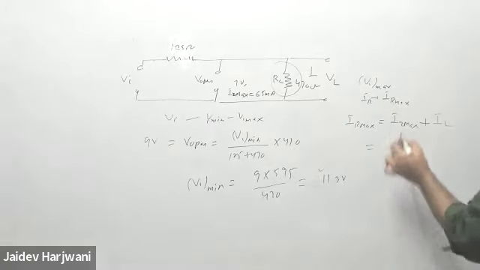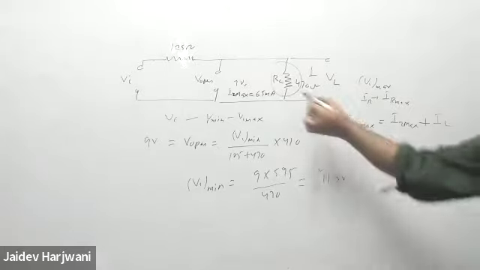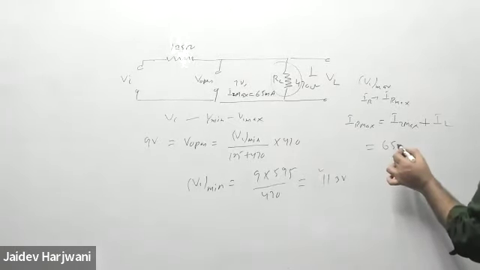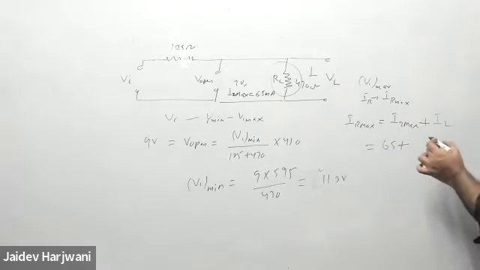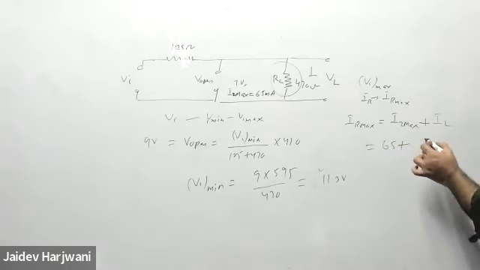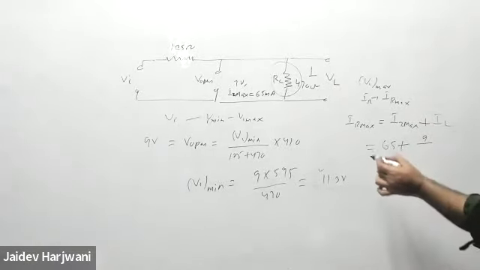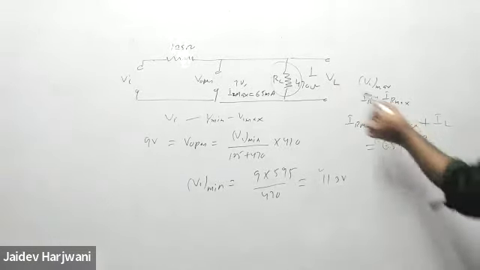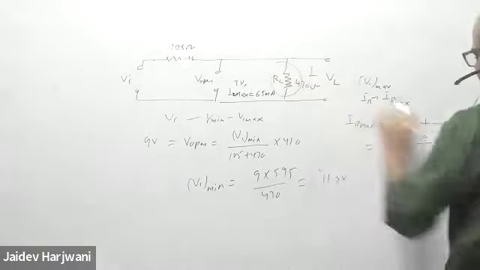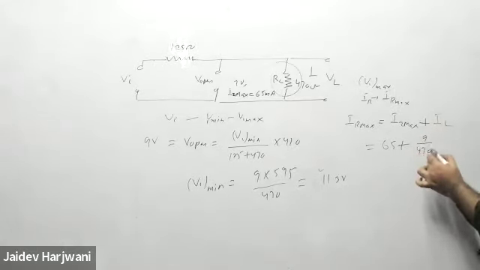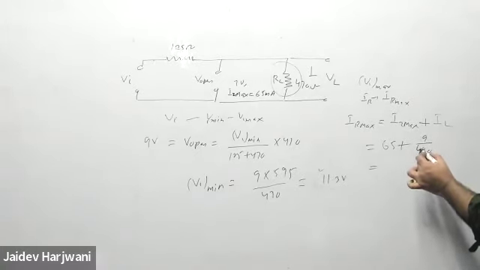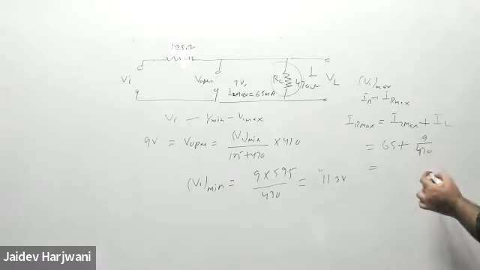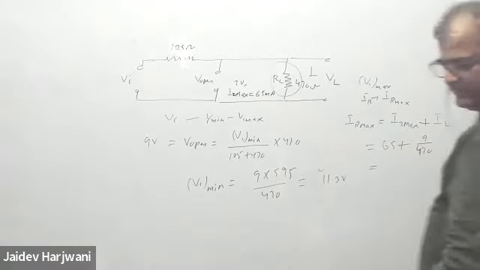Okay, IZ max is given how much? 65 milliamp. 65 milliamp plus IL. I can find IL by how much is the voltage? 9 upon 470. 9 upon 470 will give me the value of IL. Tell me how much milliampere current is coming. This is in milliampere.